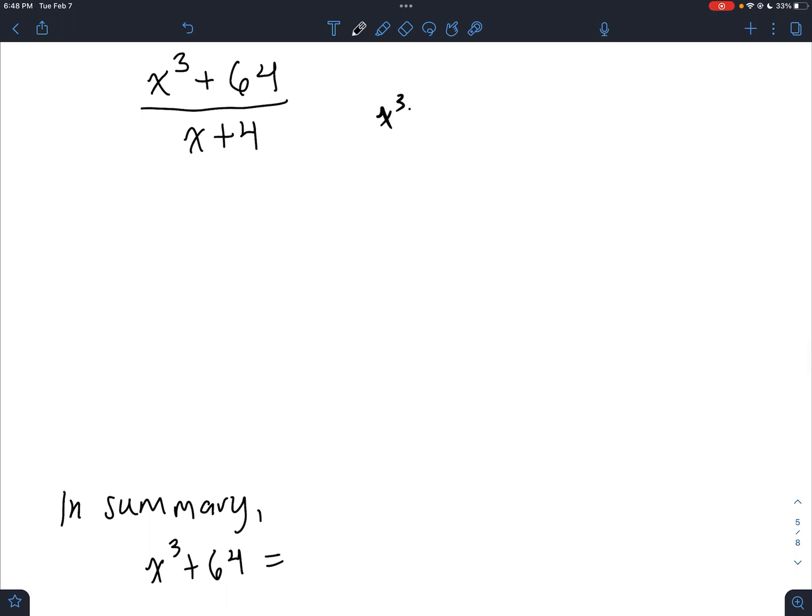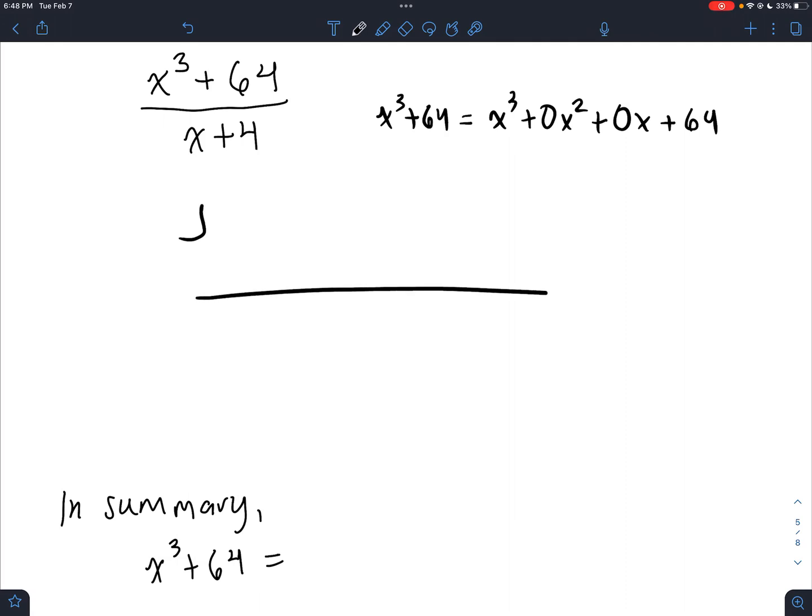But remember, just like long division, if there's a placeholder, you have to put that as well. So x cubed plus 64 is really x cubed plus 0x squared plus 0x plus 64. For this to work, the spacing has to be just right, so you have to put zeros in if you're skipping a power of x. Okay. So what are we putting in our box? You put the opposite of the number down here, so -4. And then we do the steps again.